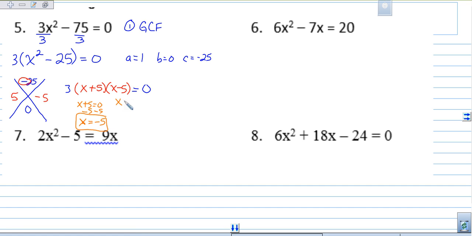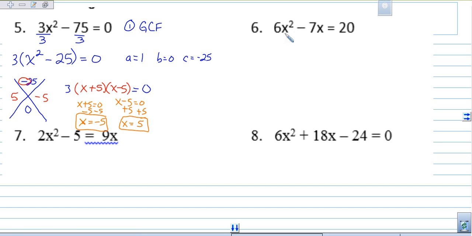Then we take this one, x minus 5 equals 0. We add 5 to both sides, and x equals 5. Opposite of negative 5 is positive 5, and we divide it by nothing. And so you get these two numbers here. So now this one was fairly easy. You should not really have had any problems finding the factors because you should know 5 times 5 is 25 and 5 minus 5 is 0.